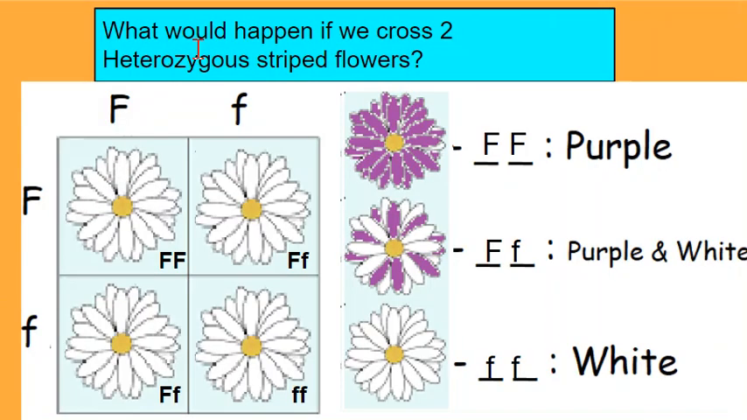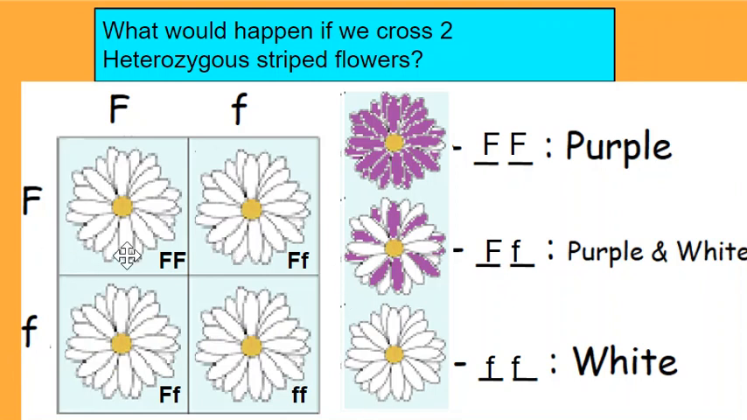Here's what the Punnett square for that would look like. If we have a heterozygous for striped flowers, so heterozygous is striped. Big F, big F, purple. Little f, little f, white. If we cross two striped flowers, what will their children look like? So we put the big F, little f on the top, the big F, little f on the side. We drag those letters into the boxes below.